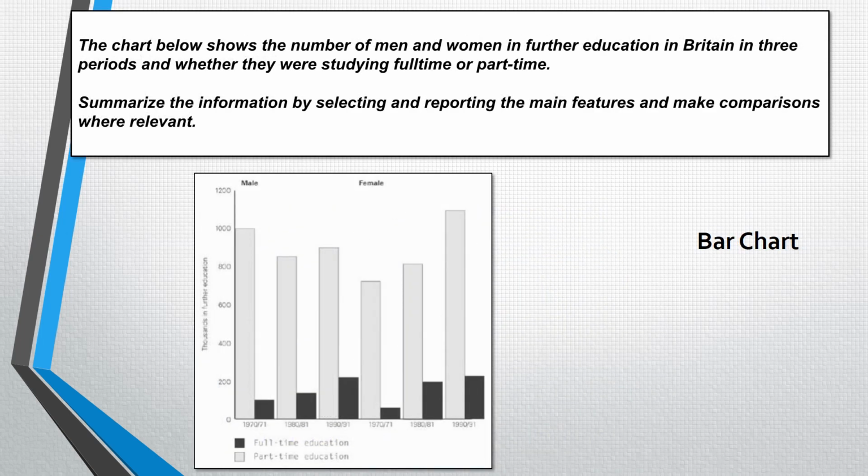This time we're looking at a bar chart, and as you can see, the instructions are the same, and our opening statement reads, the chart below shows the number of men and women in further education in Britain in 3 periods, and whether they were studying full-time or part-time.